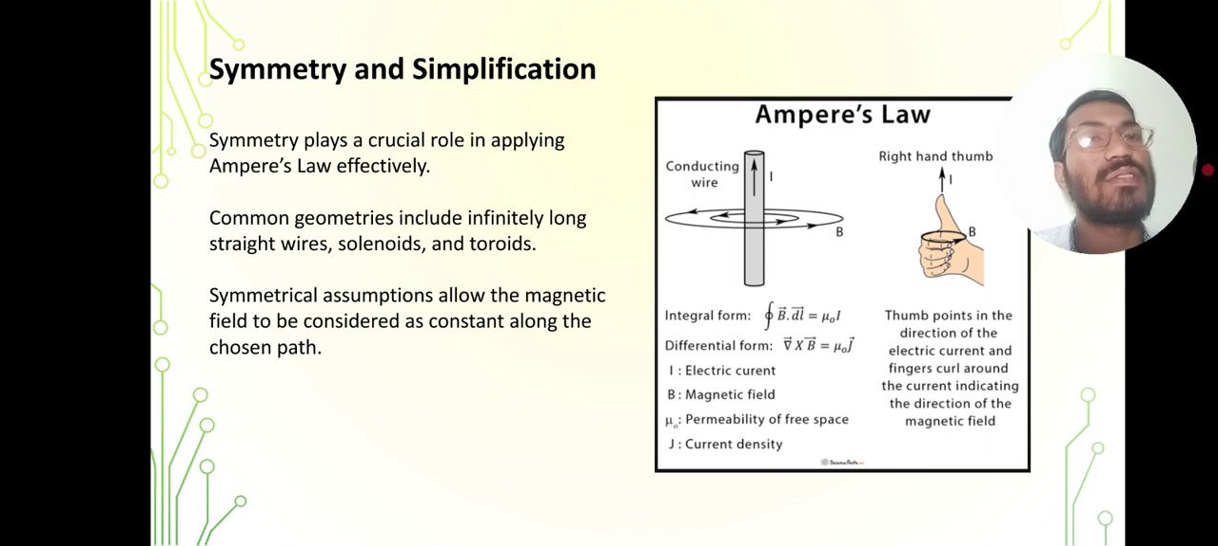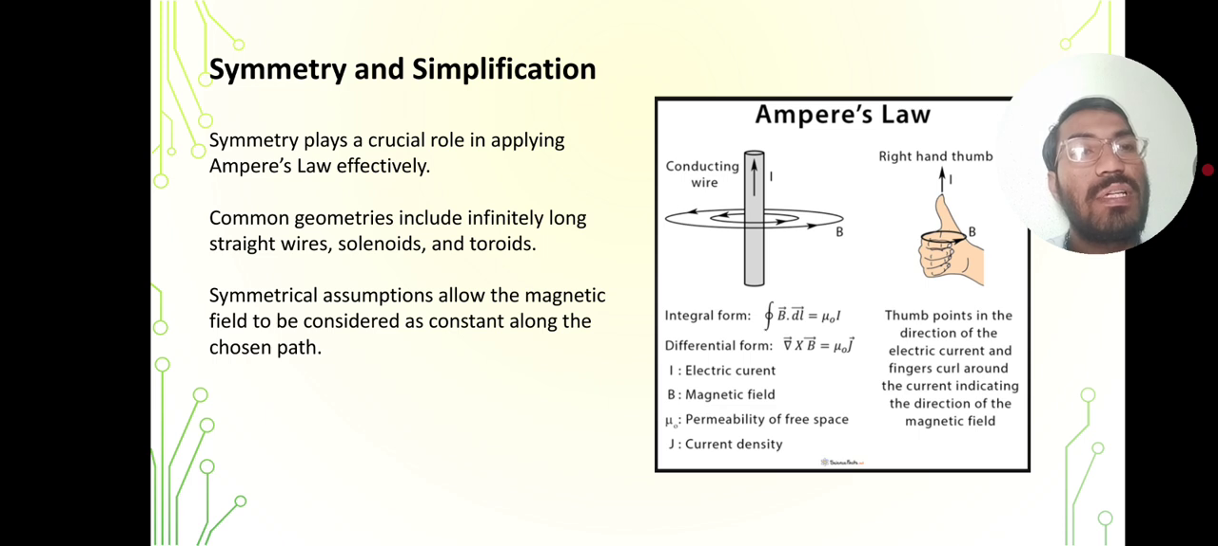Symmetry simplifications. Symmetry plays a crucial role in applying Ampere's law effectively. Some common geometries include long straight wires, solenoids, and toroids. Symmetry ensures that the magnetic field can be considered constant along the chosen path. Ampere's law and the right-hand thumb rule: holding the current-carrying wire, place the thumb as shown in the figure. The integral of B dot dl is equal to mu naught times I.